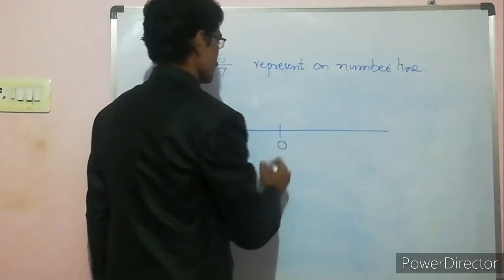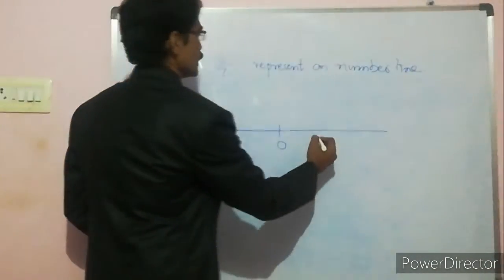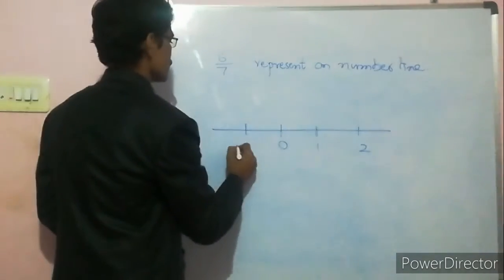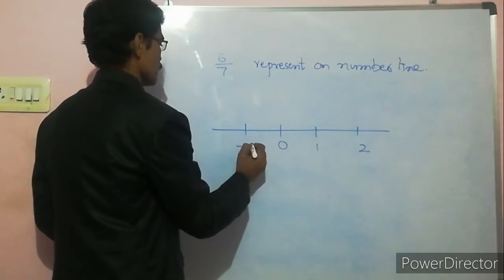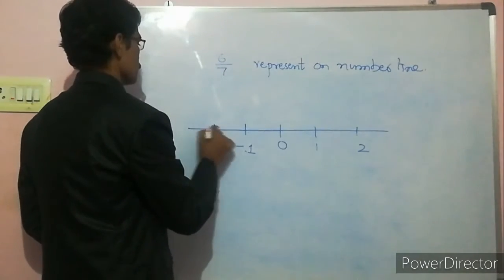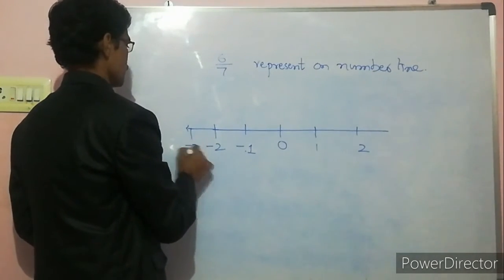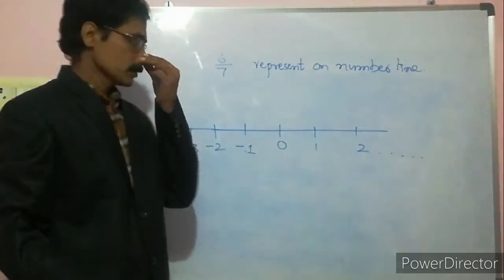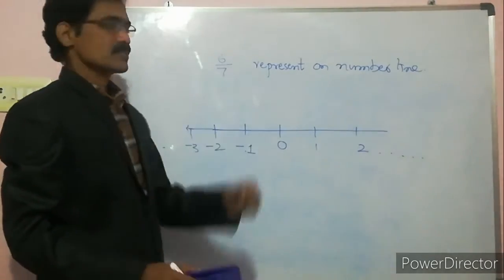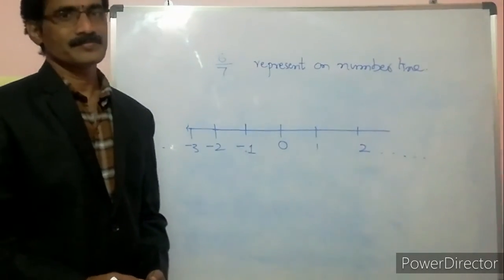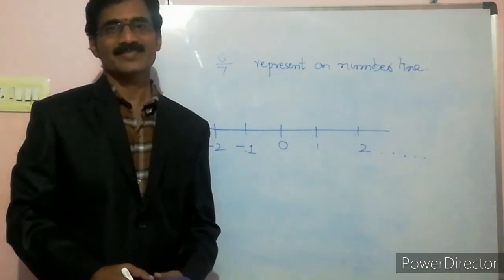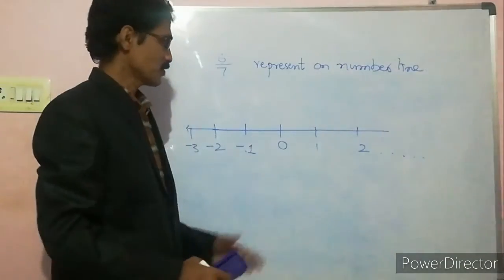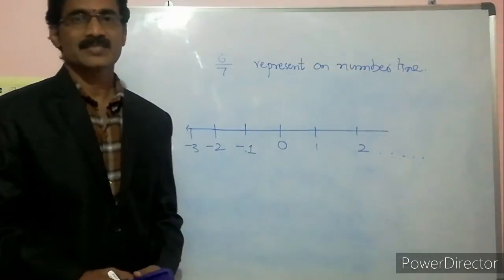In the middle you will get 0, and here 1, and here 2, and on the left side -1 and -2 and -3, and so on. Right side, so on. Okay. So where does 6 by 7 lie? Okay, where is it located? Can you guess? 6 by 7 is located between which two integers?